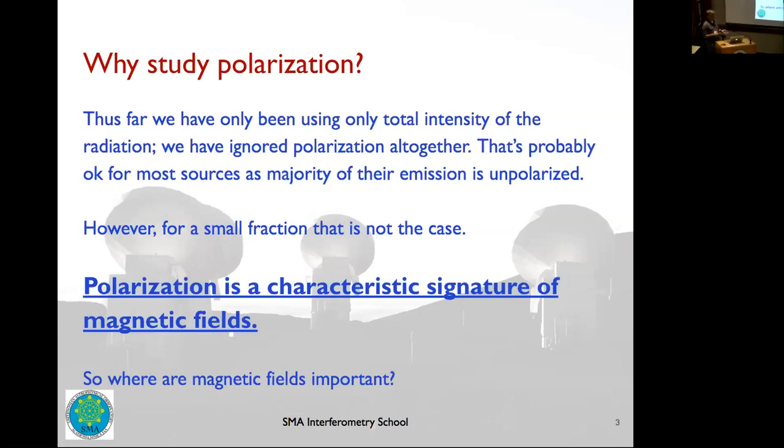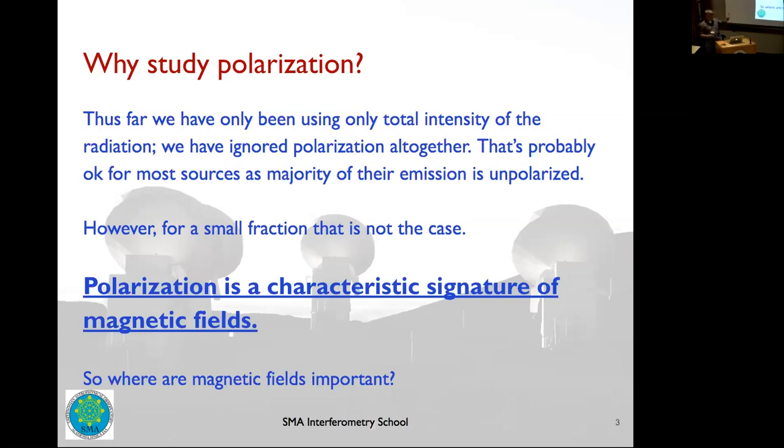Okay, so why study polarization? Thus far, we've only been using total intensity. That's Stokes I, that's it. But there are three other Stokes parameters, Q, U, and V, and we'll talk about them later. We've been ignoring polarization, but it's very important to study. Even though 90%, 95% of the sources you come across will be unpolarized, and that's fine, it still matters. There are some cases where it matters even for calibration purposes to know the polarization.